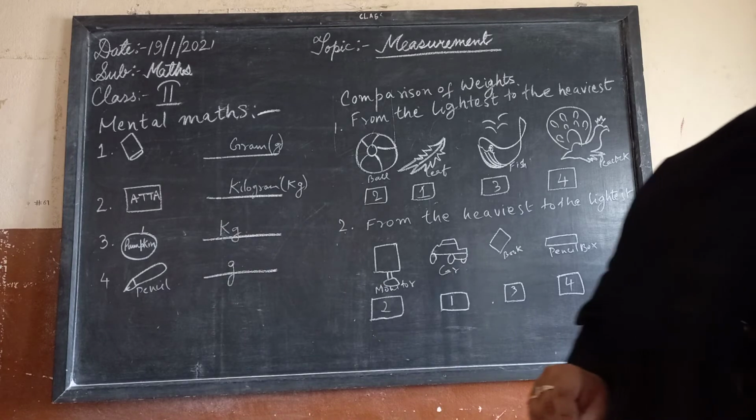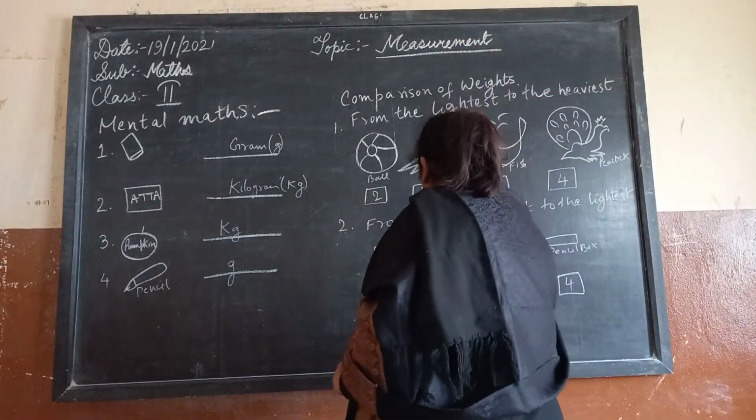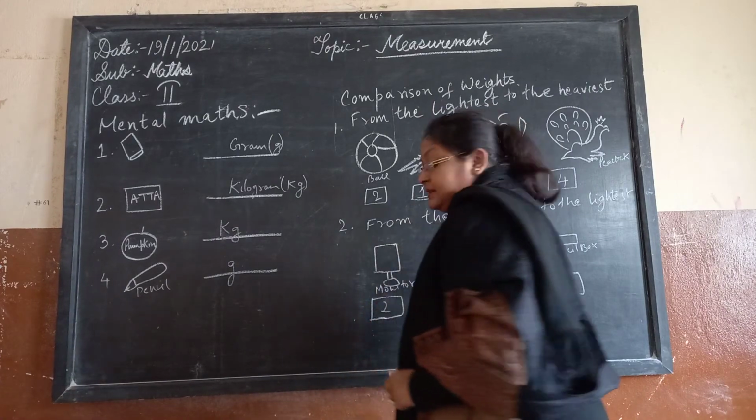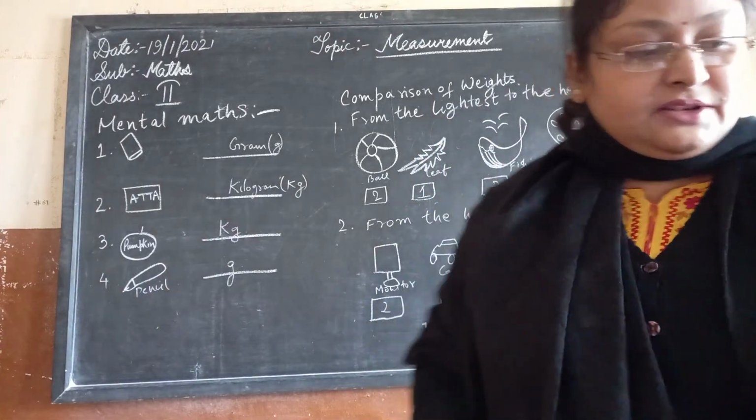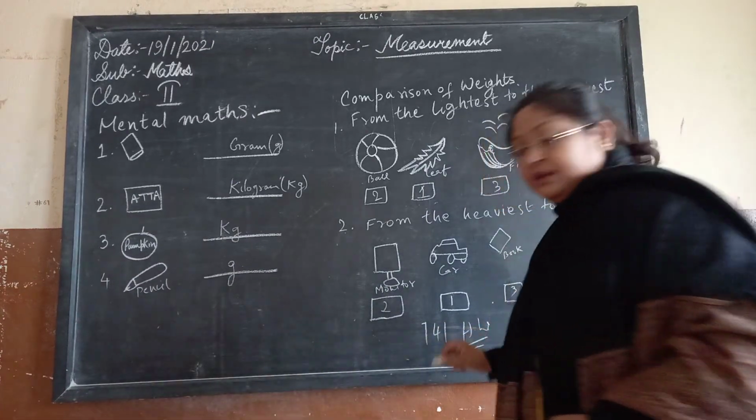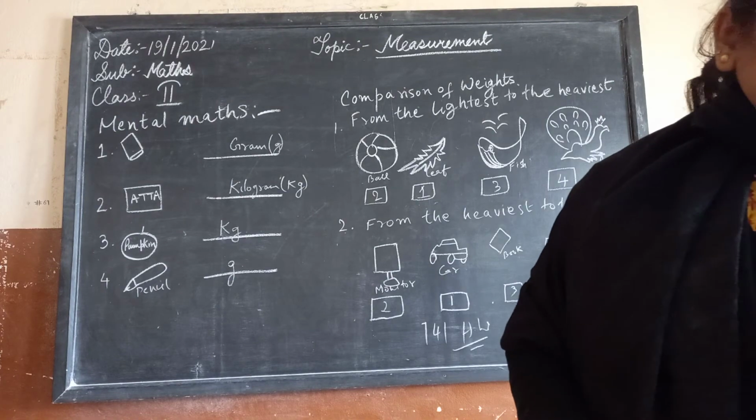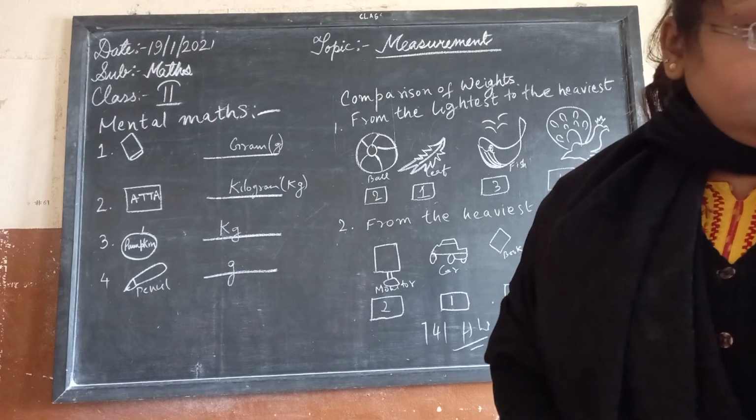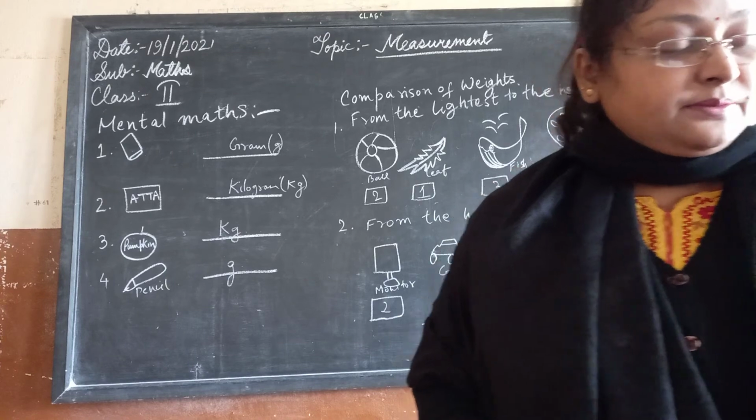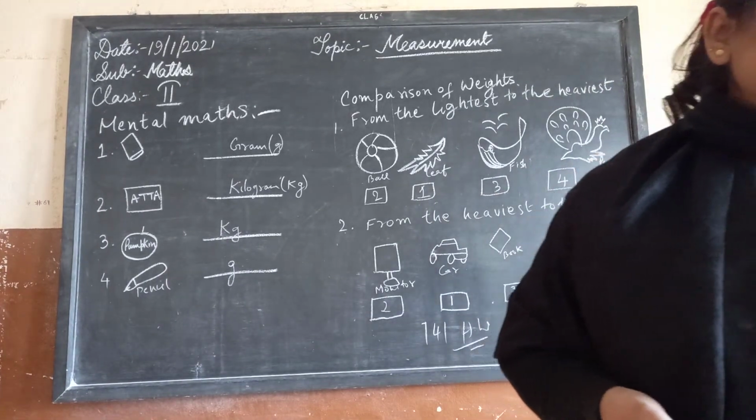Now, in the activity on page number 141, an activity has been given to you. It's homework for you. Okay, please do it. On page number 141, color the picture of the given objects and write the standard unit used to measure their weight. Next, measure capacity using non-standard and standard units.